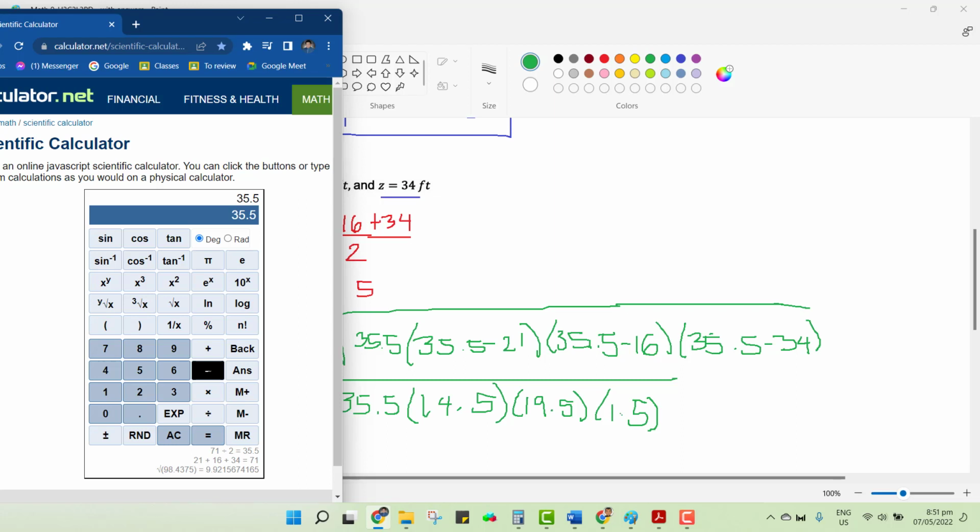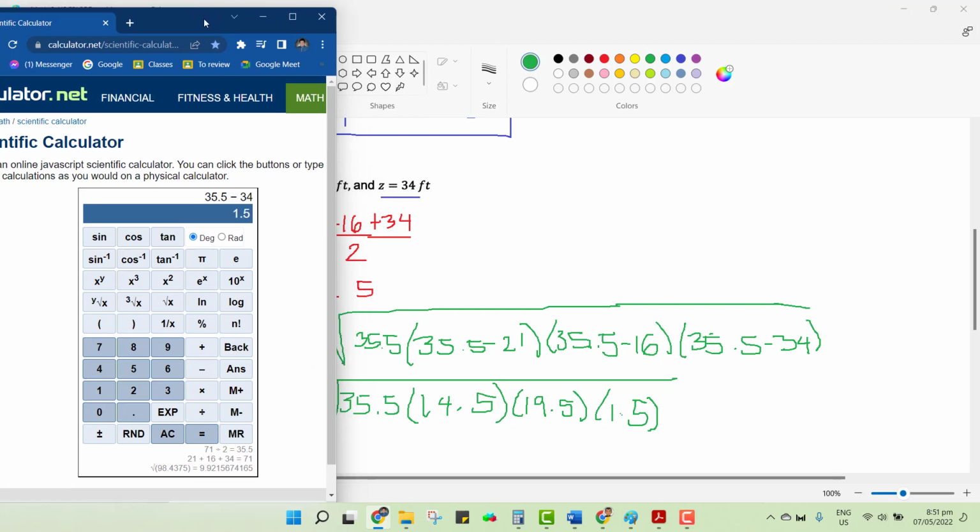35.5 minus 21. But that's also another way of checking it. Let me go back here. 21, so 14.5. Change 21 to 16, so 19.5, that's correct. And 34, definitely that's correct. So you're going to multiply all of this and take the root.